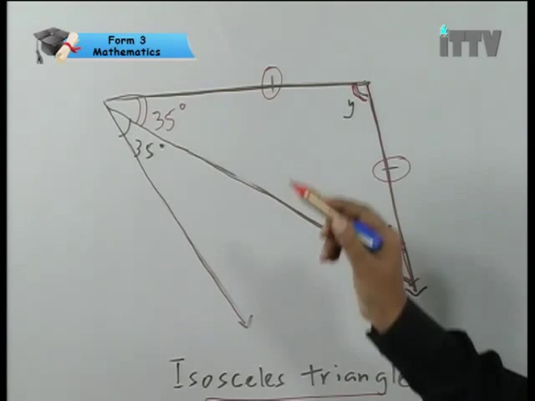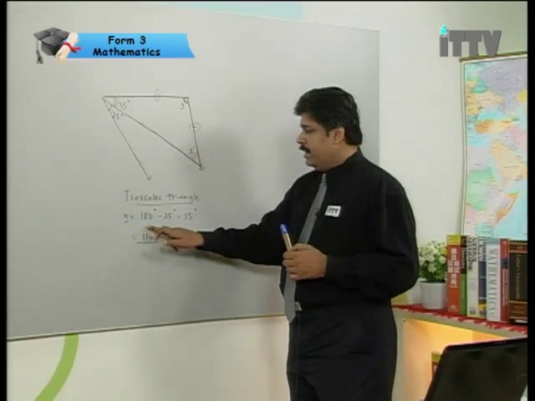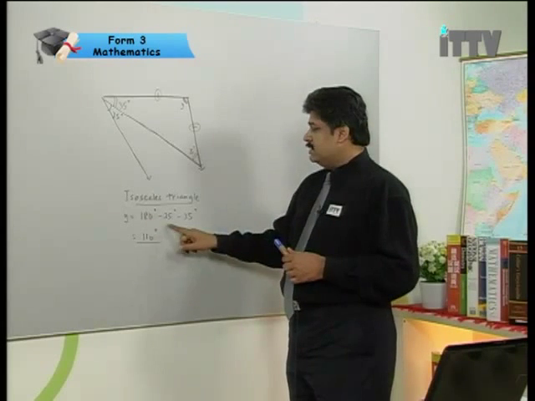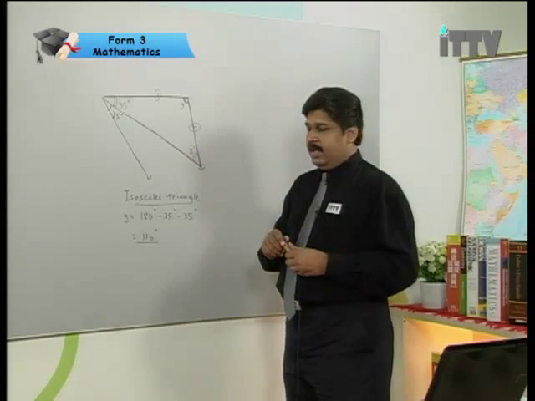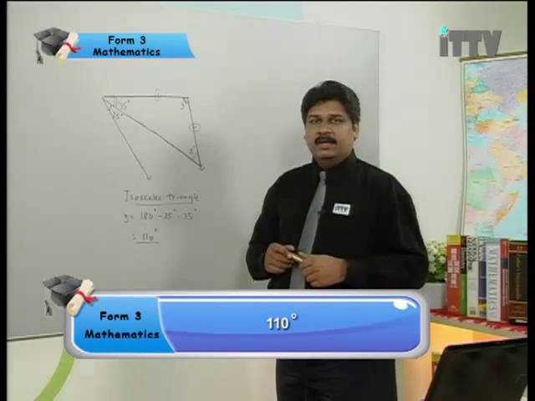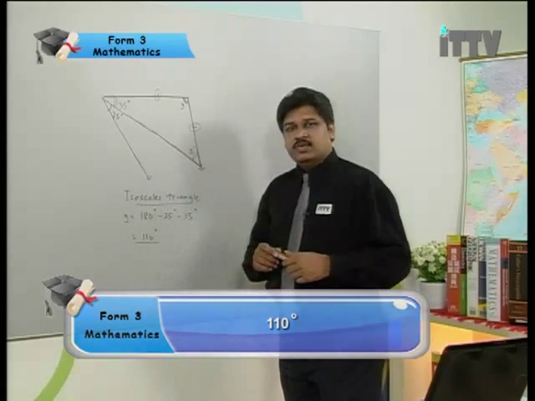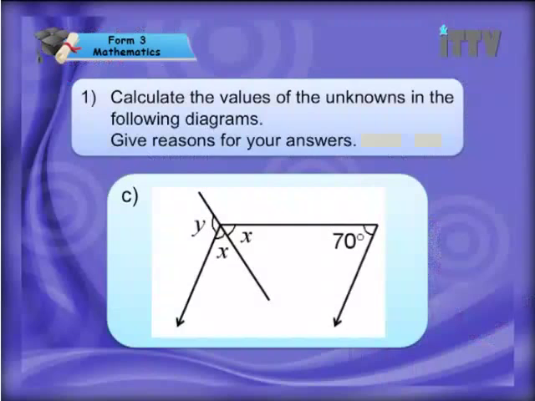As such, you know the sum of angles in a triangle is 180 degrees. In order for me to find y, I take 180 degrees minus 35 from this side and minus 35 from that side. And for y, I will obtain 110 degrees. This is how we do for y. Let's move on to the next question.